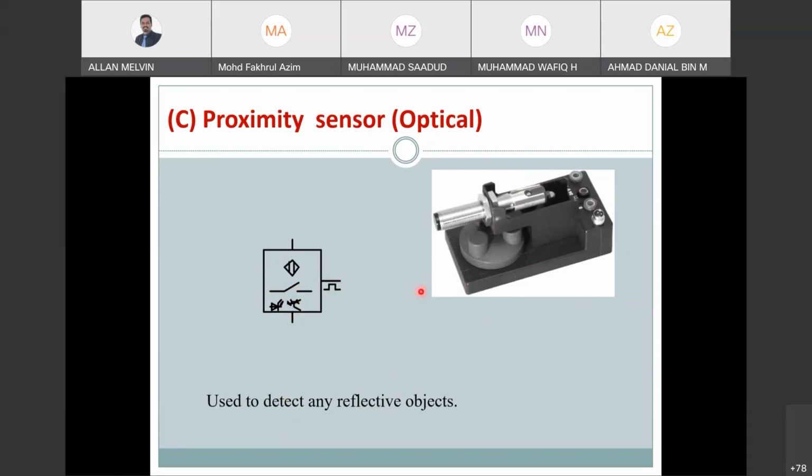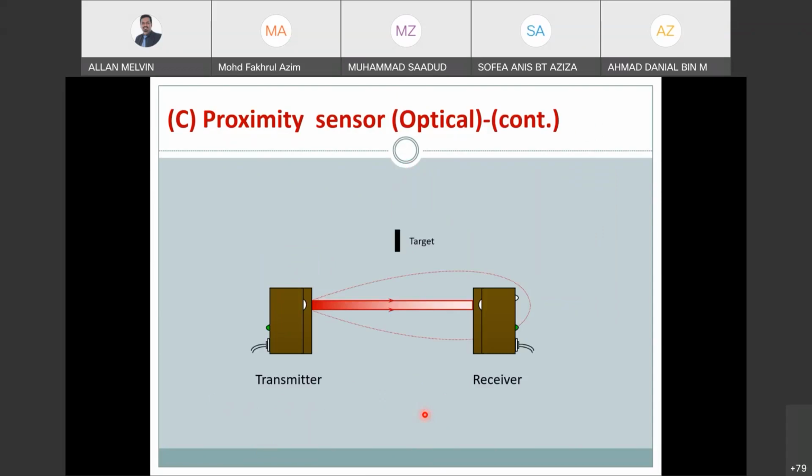Okay, so if you see the construction, semua nampak lebih kurang sama. Just the symbols will be different, and optical type of proximity sensor are used to detect any reflective object. So apa-apa objek yang boleh pantulkan cahaya, so you can detect. Okay, so normally you have a transmitter and receiver. Your transmitter will transmit a light, and your receiver will detect. So normally it will be like this lah, and it will have a detecting range.